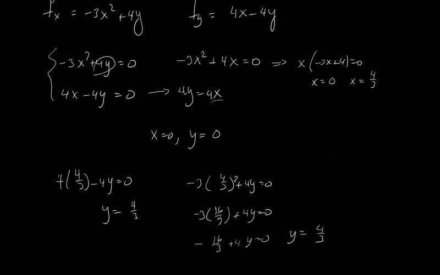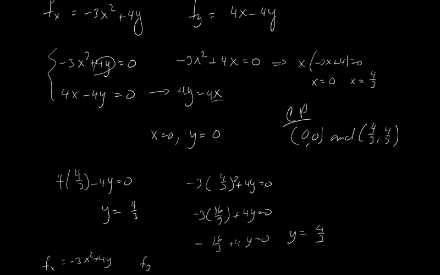So we have our critical points: (0, 0) and (4/3, 4/3). Now we need to look at the second partial derivatives. So I'm going to rewrite the first partials. We have f sub x is negative 3x squared plus 4y, and f sub y is equal to 4x minus 4y.